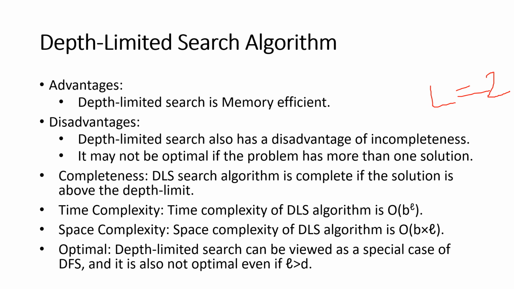And then completeness: depth limit search is complete only if the solution depth is less than or equal to the depth limit. So that means if the solution is present in the second level and our depth limit is 3, then we will reach the solution. So in that case we can say that it is complete. And if the solution lies deeper than this L, then the algorithm returns a cutoff failure.